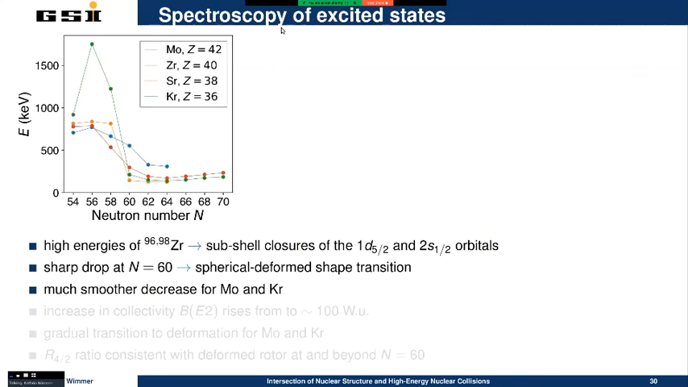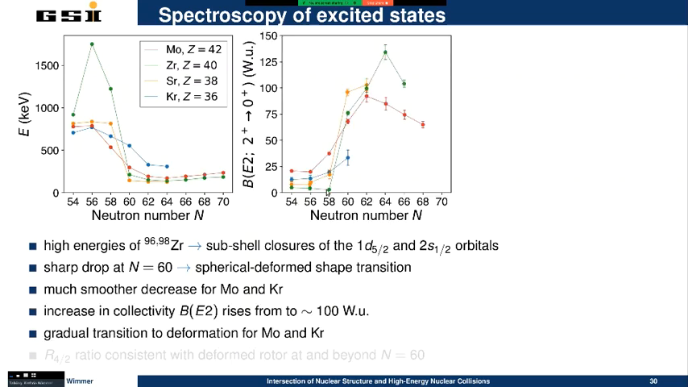Now to the spectroscopy of excited states. Shown here is the energy of the first 2+ state as a function of neutron number, and the sudden onset of deformation at neutron number 60 is shown by the huge drop of the energy of the 2+ state from above 1 MeV to a few hundred keV. And again, this is only visible in zirconium and strontium, where you have this sharp drop. In krypton, you have a much smoother, more shallow transition.